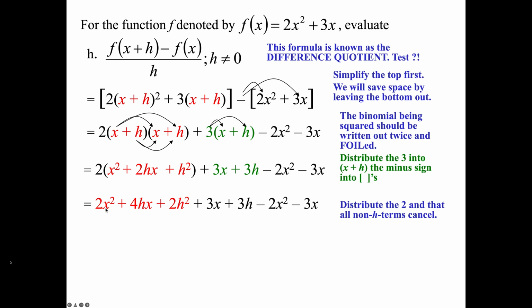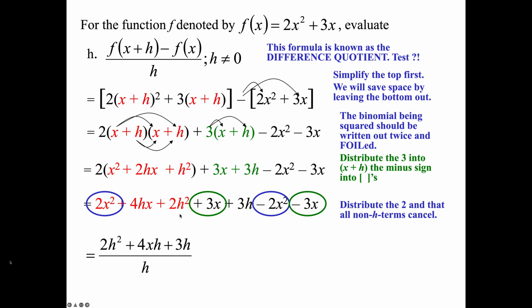So here's a positive 2x squared, here's a minus 2x squared. They're opposites, they cancel out. Has an h, has an h. Oh, here's a plus 3x, there's a minus 3x. Those are all gone. So what I'm left with is 2h squared plus 4xh plus 3h. I could not combine those 3 terms. And it doesn't matter what order you put these terms in.